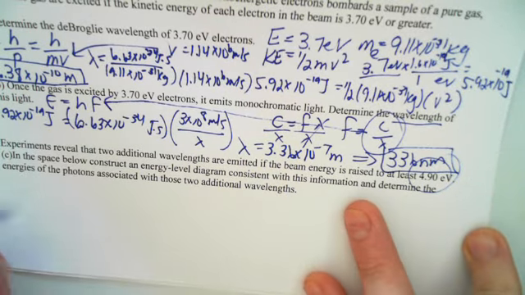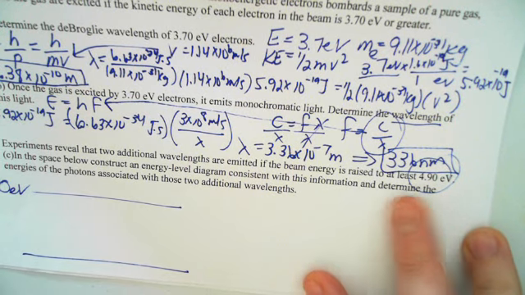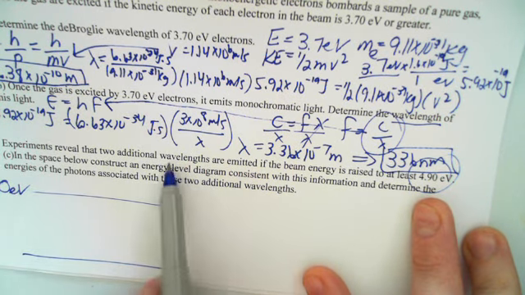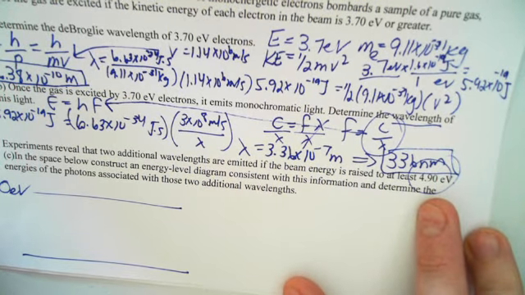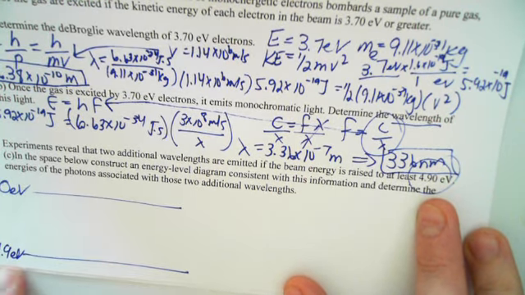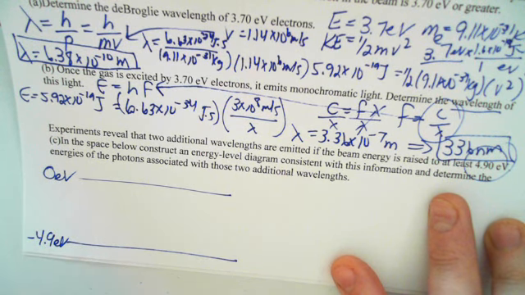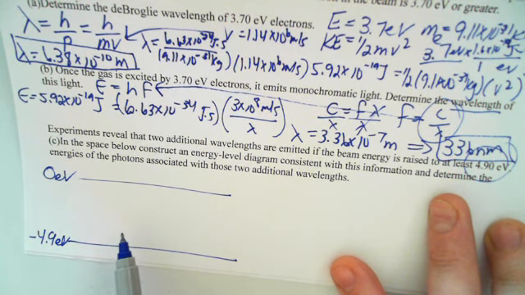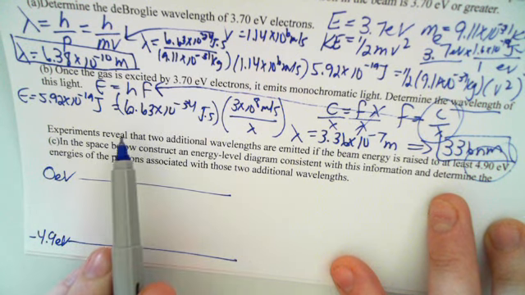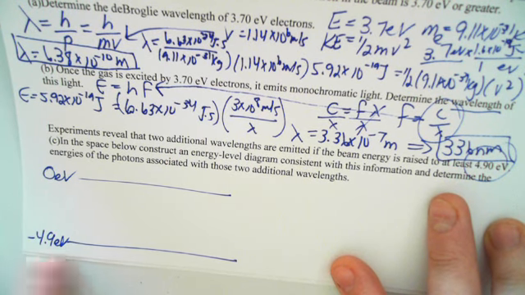Okay, so we already know this is 0 energy at the top. It says that 2 additional wavelengths are emitted if the beam energy is raised. So basically you add 4.9 electron volts and 2 additional wavelengths are given off. And this is how that works. This is the amount of energy that you add. Guys, that negative sign just means that's how much energy has to be absorbed in order to move an electron up to its ionization. So just stick it there. Don't worry about it, it's just semantics.